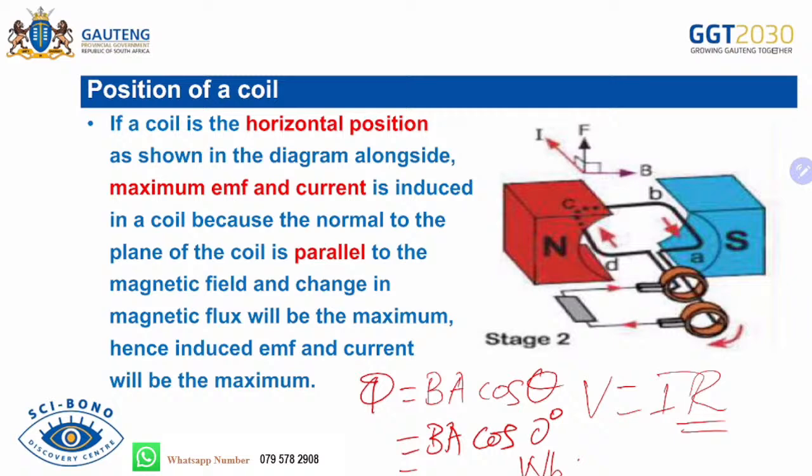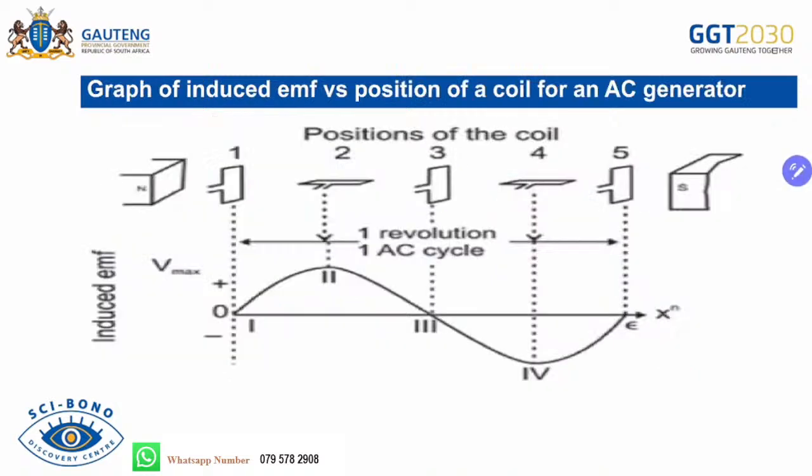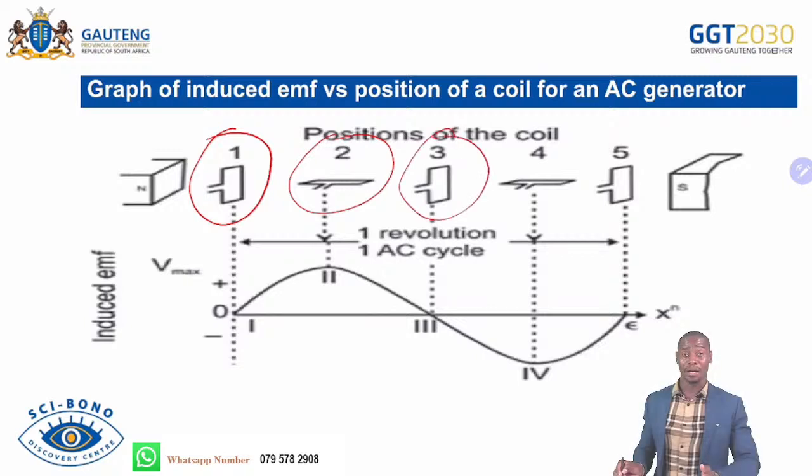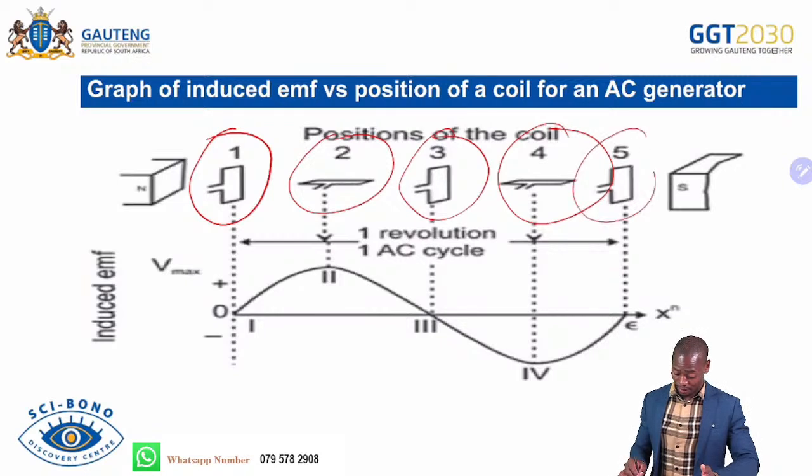Very, very important. All right. Then the graph of induced EMF versus the position of the coil. So check the position of the coil. This is number 1, that is the vertical position. As you can see, I've explained that already. Horizontal position, vertical position, that is your number 3. Number 4, horizontal position. Number 5, vertical position.